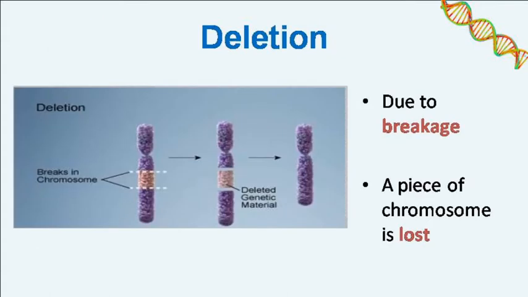First is deletion. Here the chromosome breaks at two positions, and that portion is deleted from the chromosome. Due to the breakage, a piece of chromosome is lost. So there is a loss of genes, which is called a deletion. Deletion is always lethal because some important genes are lost.